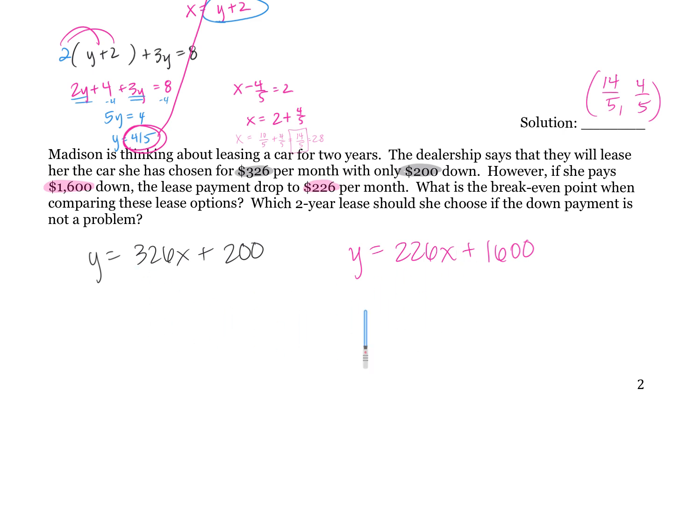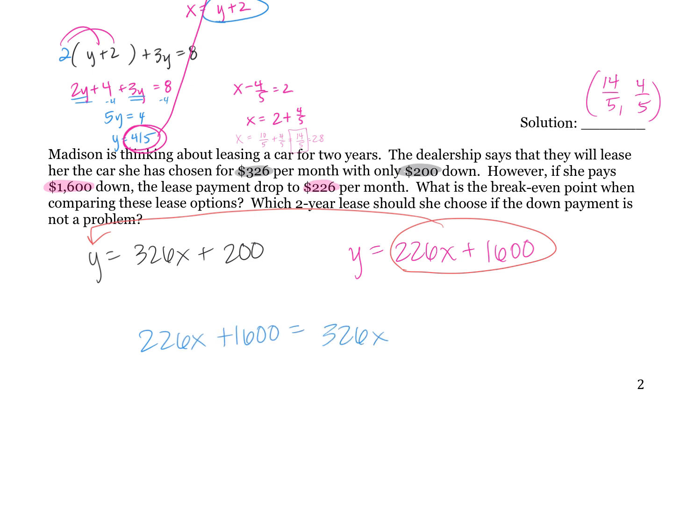So how would we figure out where those intersect? Where are we spending the same amount of money? Substitution or elimination here? What would you rather do? I feel like this would be a really easy one for substitution because both of them are equal to y, so we could just set them equal to each other. So we could say 226x plus 1,600 equals 326x plus 200. Let's go solve for x.